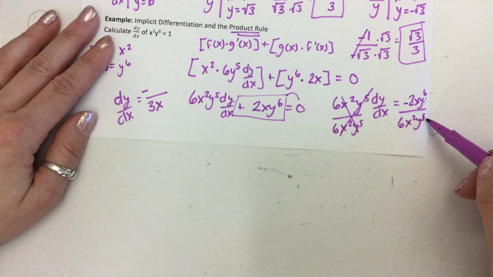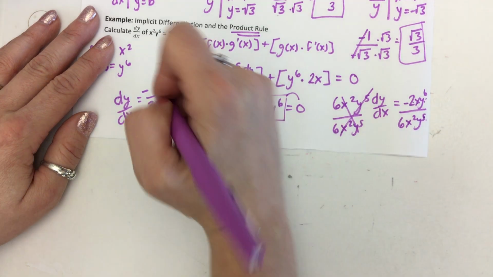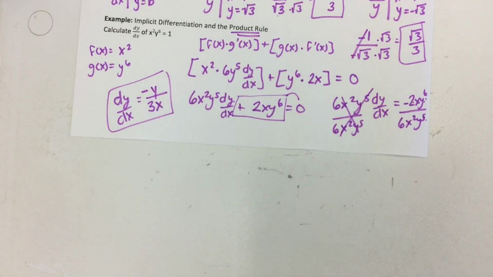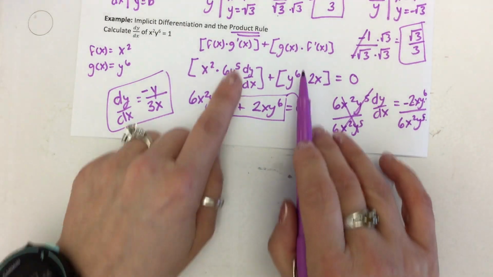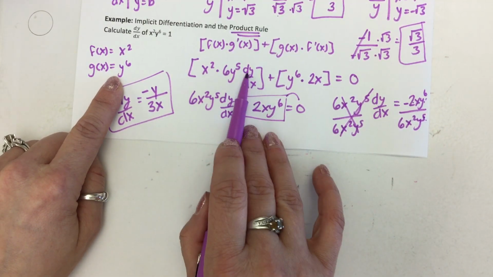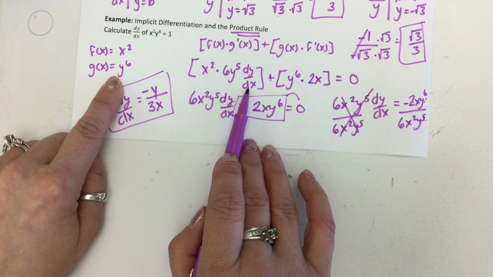6 minus 5 is 1, so I have 1y. It's positive, so the y goes on the top. There is your derivative. Okay, so the same thing. It's the normal product rule. The one spot where I had to find the derivative of y, I needed to connect dy over dx.